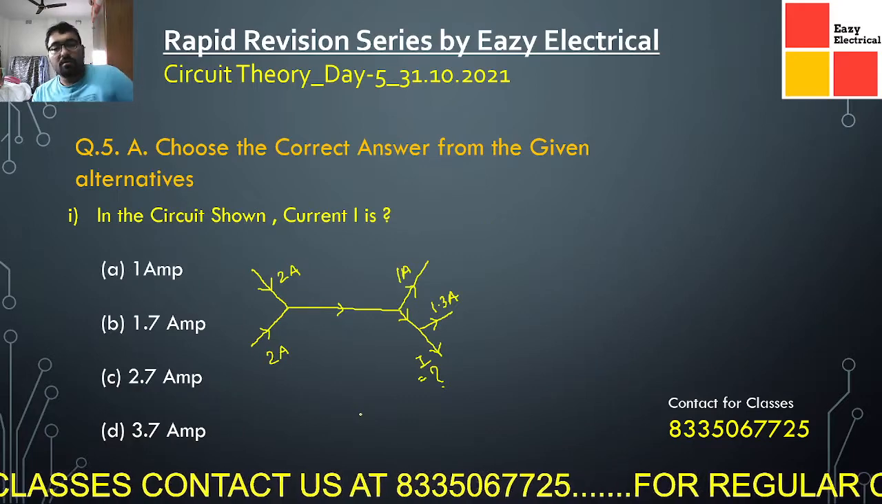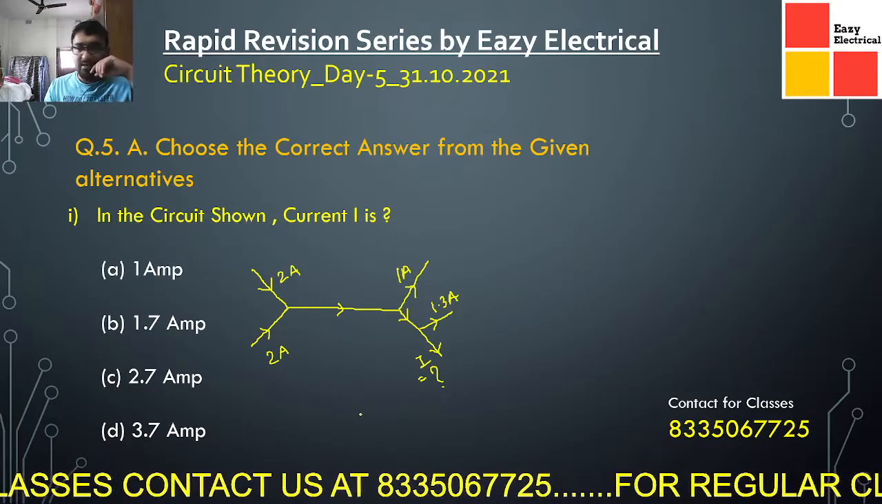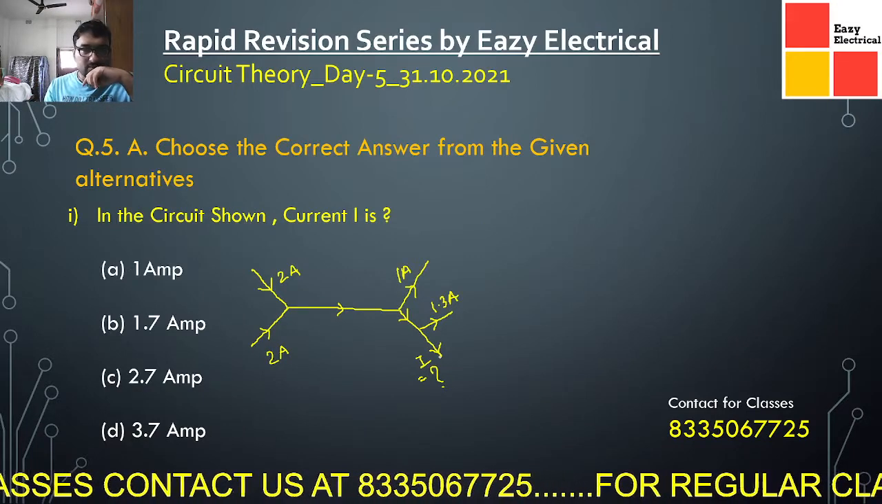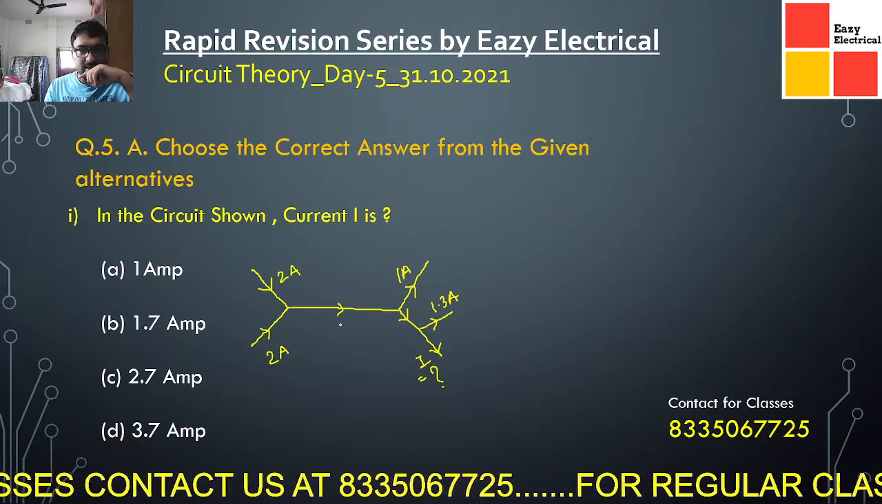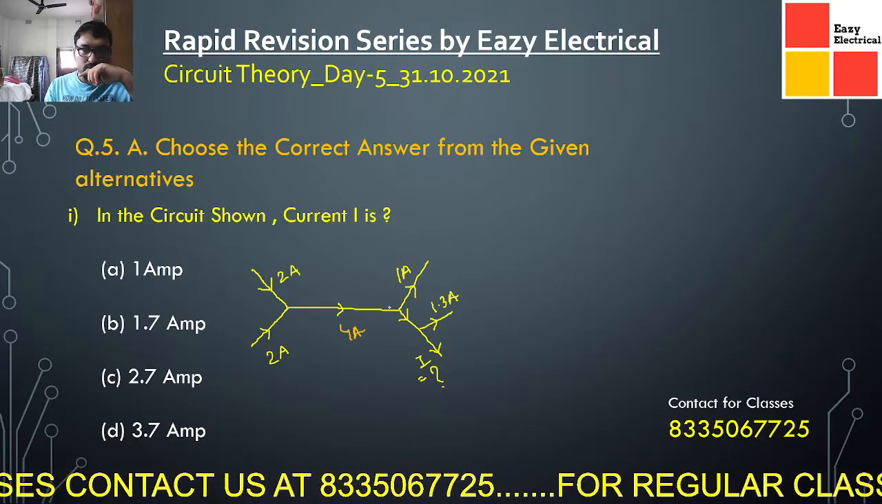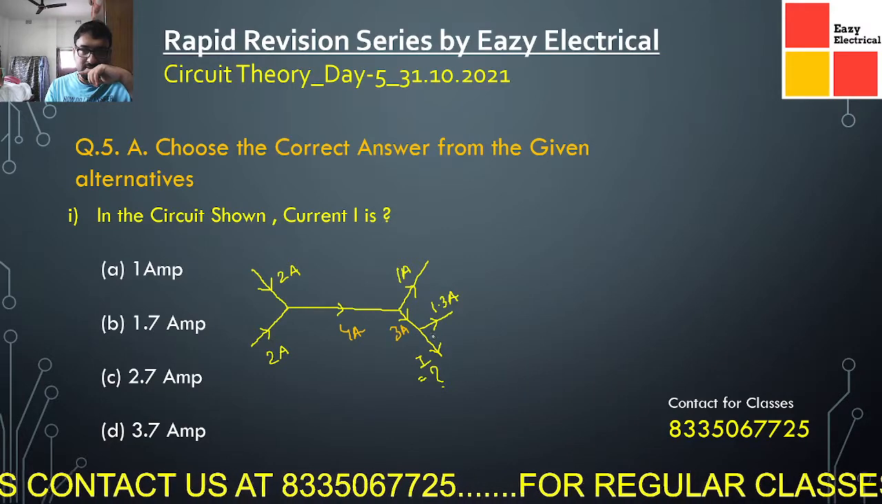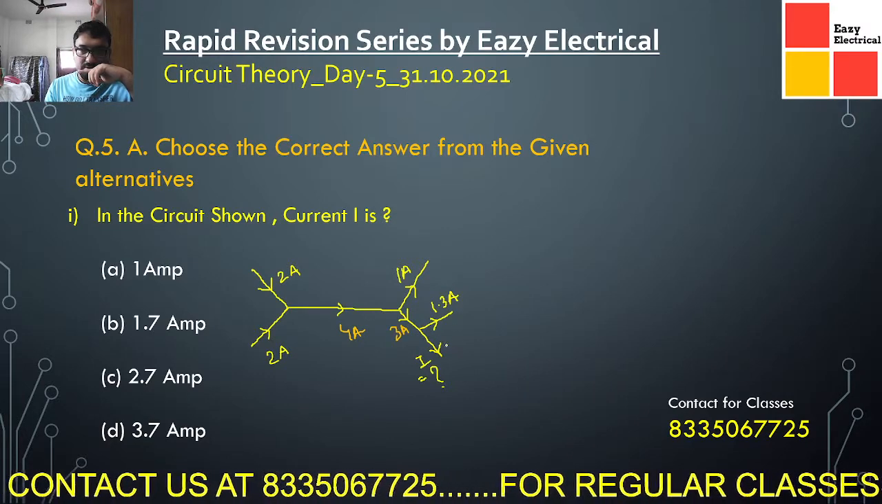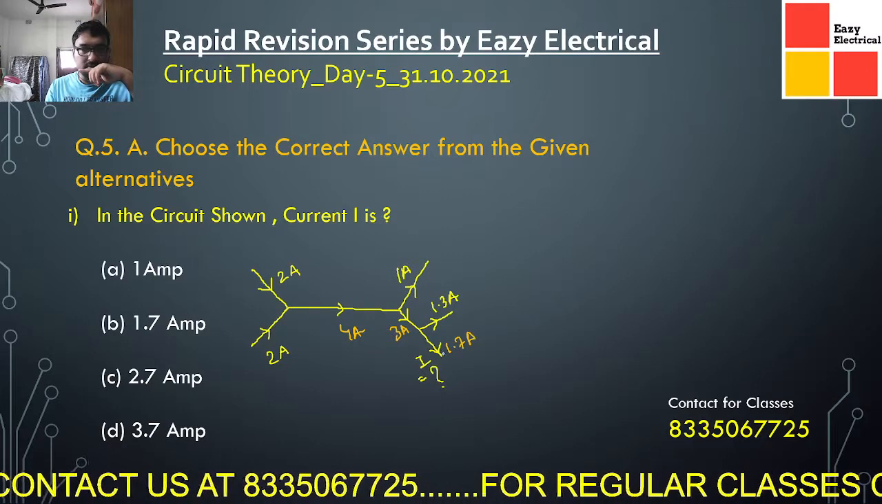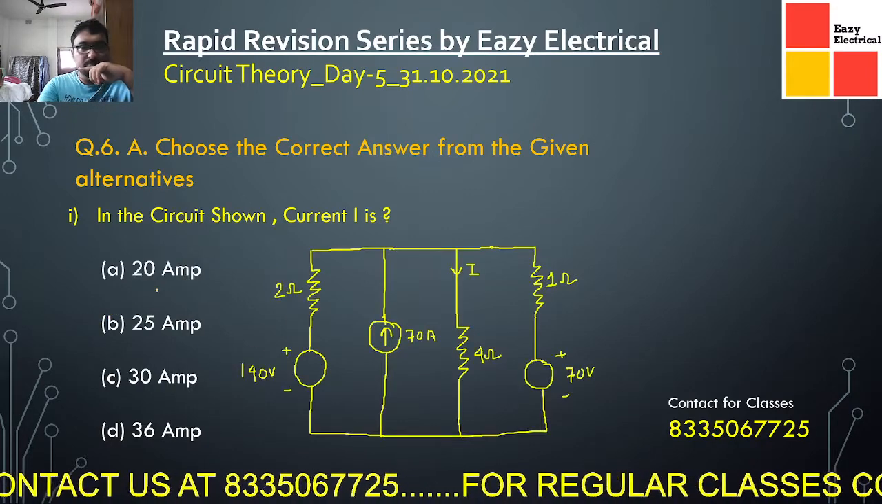Okay. Now the current in the circuit shown, the current I is in this direction. Whatever current is coming, suppose in this direction the current is 4 amperes. Now out of 4 amperes, 1 ampere is going in this direction, so 3 amperes is coming in this direction. Now 1.3 is going in this direction, so 1.7 has to be coming in this direction. So 1.7 will be the correct answer.